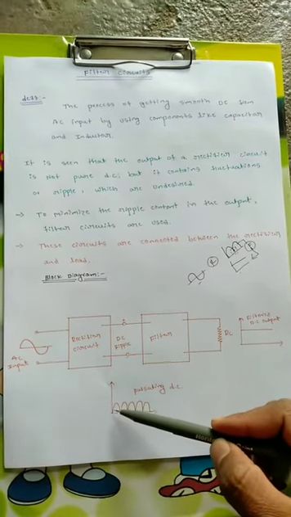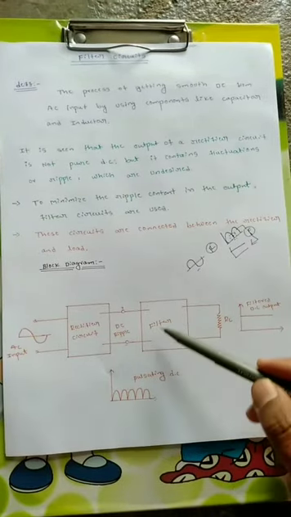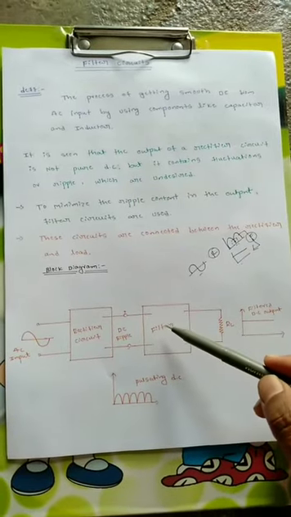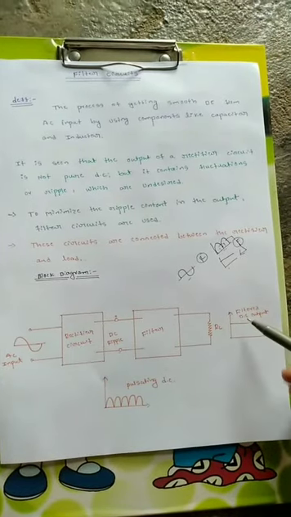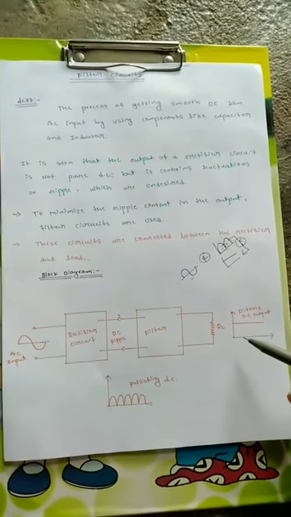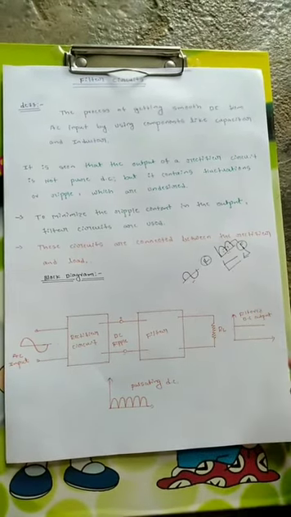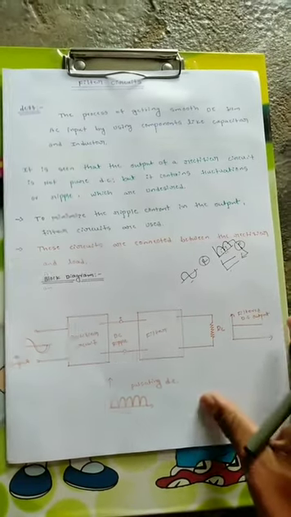In order to remove these ripples and make the output clear, we pass this through the filter. When it is passed through the filter, at the output or load side we get the smooth DC, that is the filtered DC output, as you can see in the figure. This is how filters are used to get smooth DC from a pulsating or fluctuating DC.